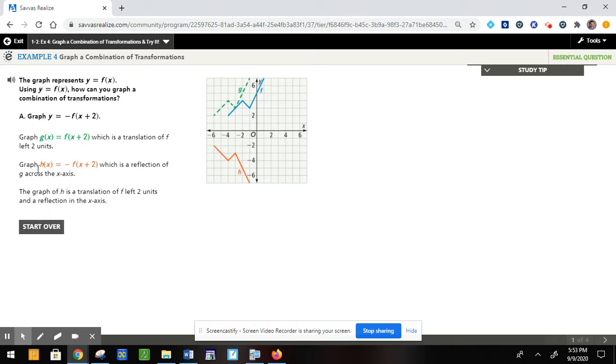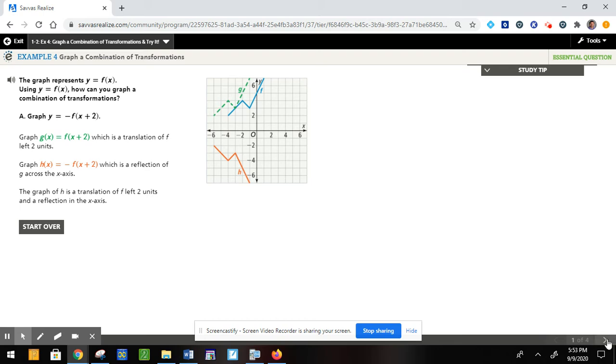And then the negative sign. So it's in two steps. The +2 moved it from the blue to the green. The negative out front flips it over the x-axis. So it goes from the green to the orange. Okay.